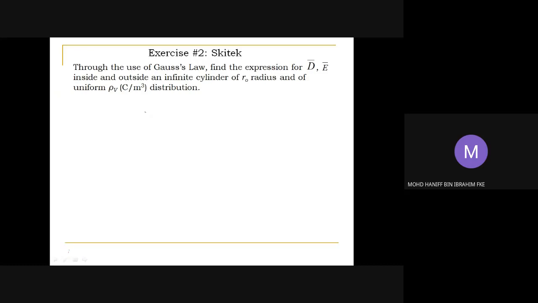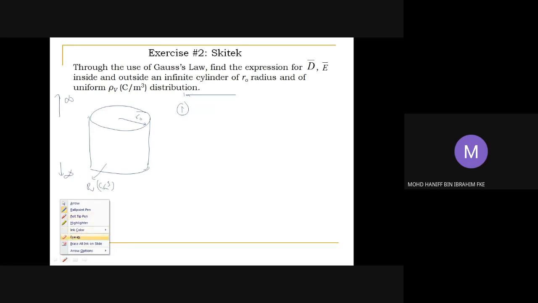Okay, so that is your Gaussian. This is your given cylindrical structure. It is infinite in length. That is your radius of R naught, and the density is rho v, coulombs per meter cube, which is a volume charge distribution. Okay, the first case is for the inside region.